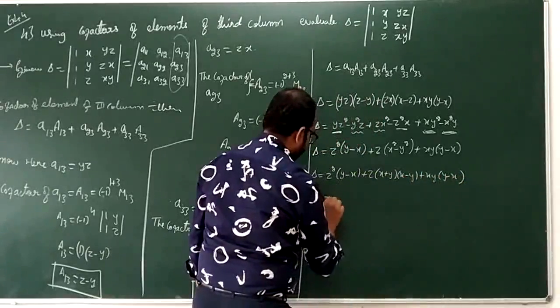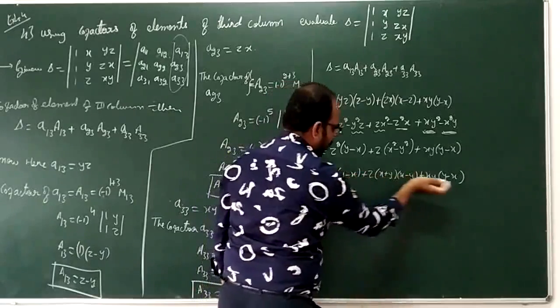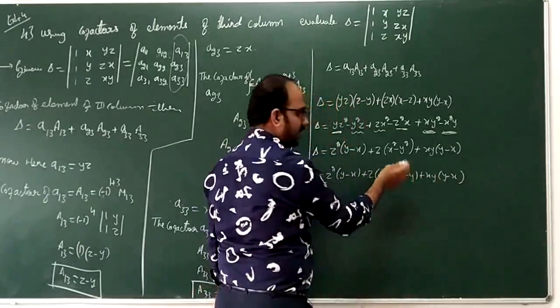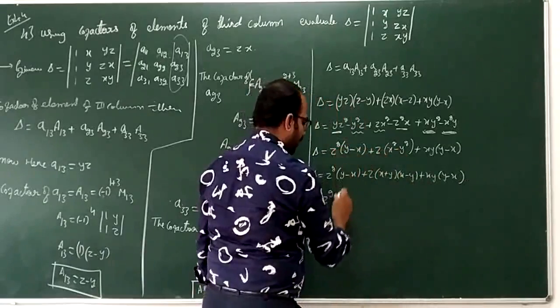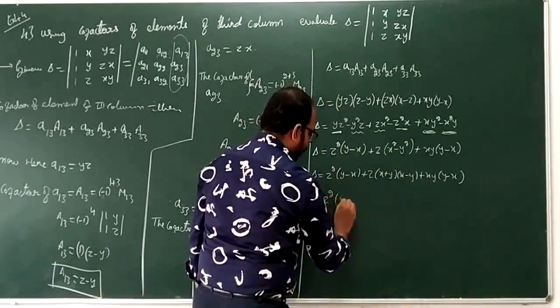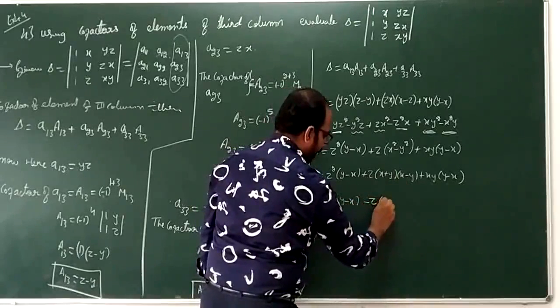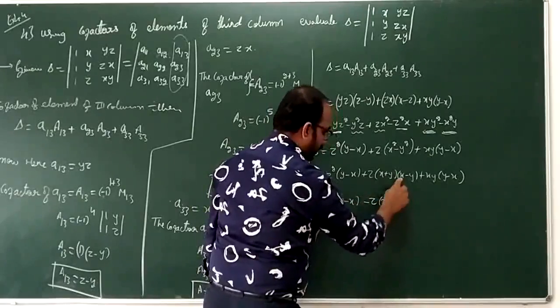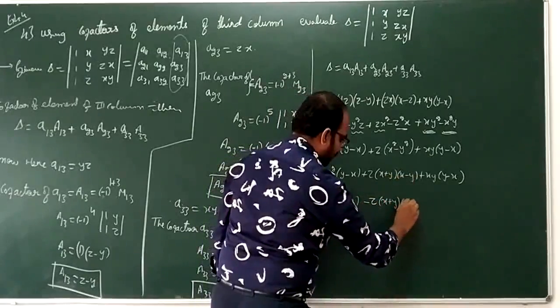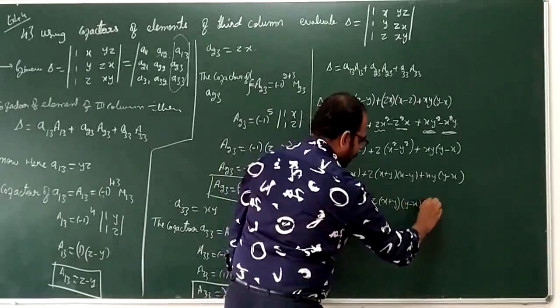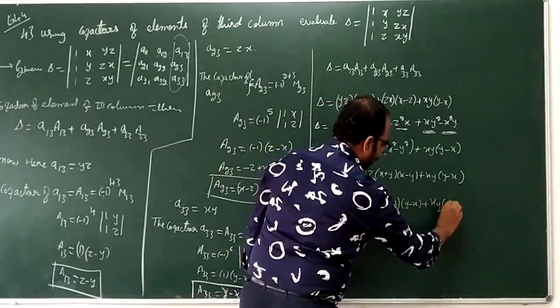Delta is equal to z square, here y minus x, and here x minus y. That's why I am taking minus common: z square into y minus x, minus z into x plus y into y minus x, plus xy into y minus x.